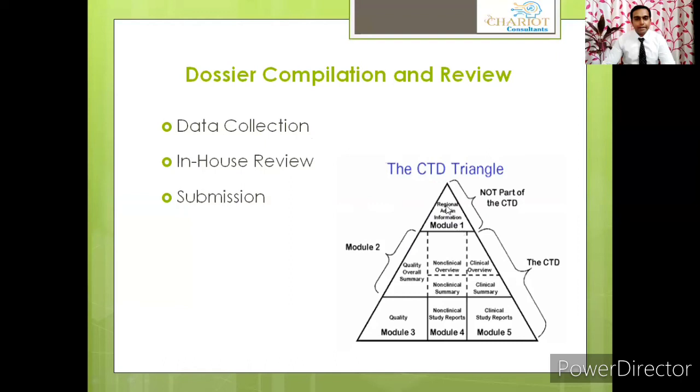Module 1 is basically your regional and administrative information. Module 2 is the quality overall summary. Module 3 is your quality-based data. Module 4, generally in generics we don't need to submit, because module 4 is generally required for your branded products, in which you submit the non-clinical study reports, which is not done for generic products. And finally, your module 5, which includes whatever bioequivalence studies you have done, including all the reports generated at the CRO site, or clinical research organization site.